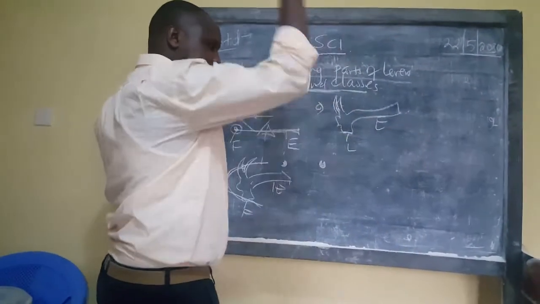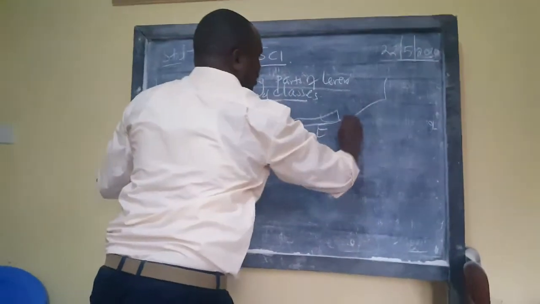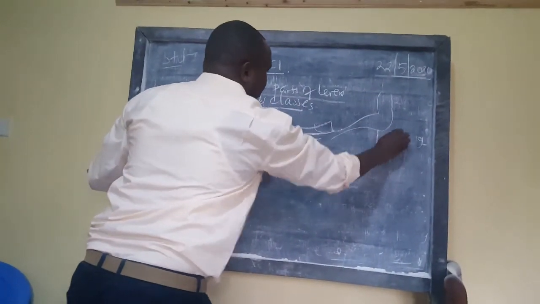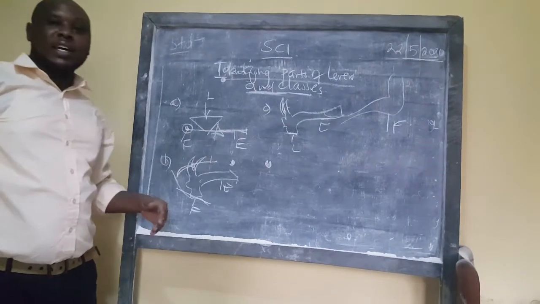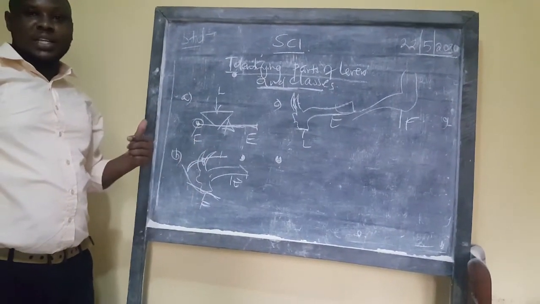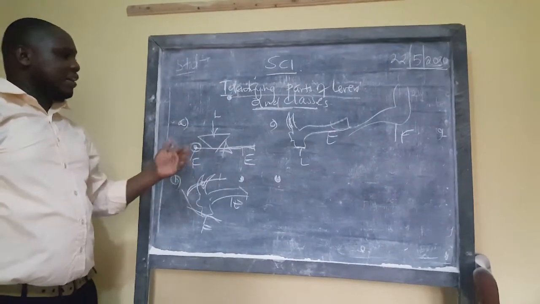And then, when you are doing it like this, this part is the one that is rotating. So the fulcrum is on the hand. In this case, I want you to look at this and this. You'll find that they are not the same when in use. The locations of the different parts are different.